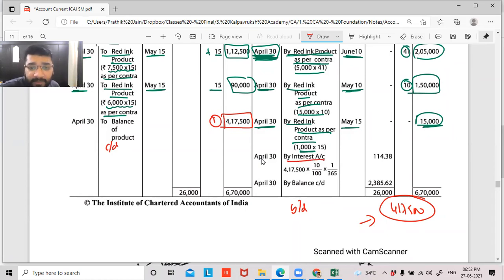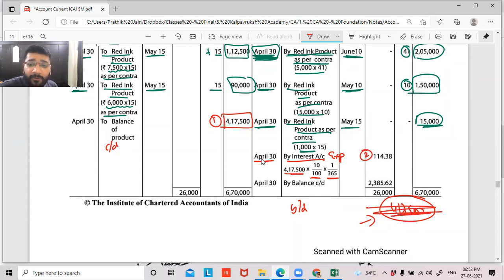So interest on 30th April, interest account. This is expense. Please make a note of it. So 4,17,500 into 10 by 100 into 1 by 365. So 114.38, which is 114 rupees, is your interest expense. This is my second finding.